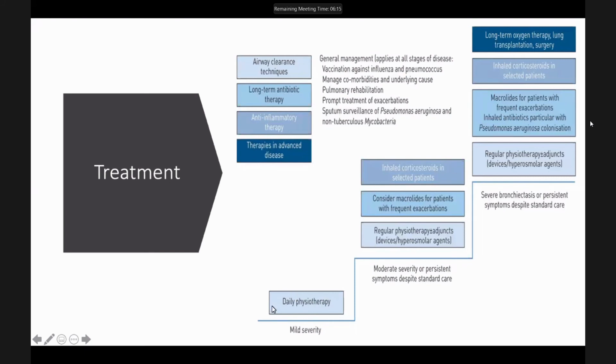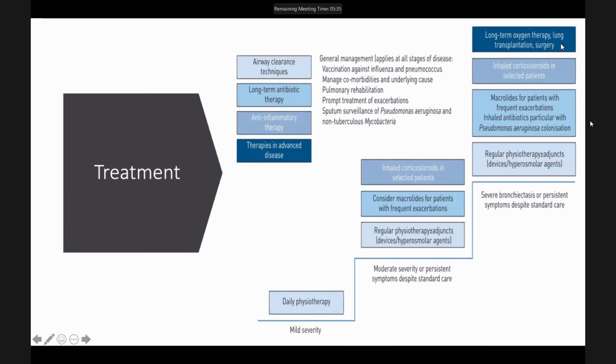For mild severity, daily physiotherapy is always advised. For moderate severity or persistent symptoms despite standard care, you can add on inhaled corticosteroids in certain selected patients because they act as anti-inflammatory. Then consider macrolides for patients with frequent exacerbations. Macrolides act as an antibiotic, and also as an immunomodulator or anti-inflammatory drug. Plus regular physiotherapy, with or without devices, or you can use hyperosmolar agents in the form of mucolytics.